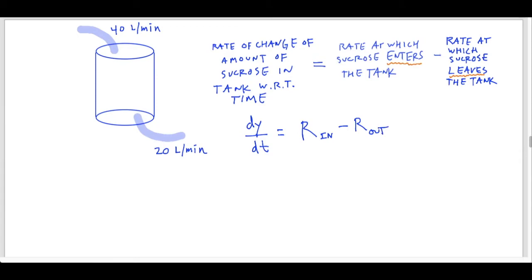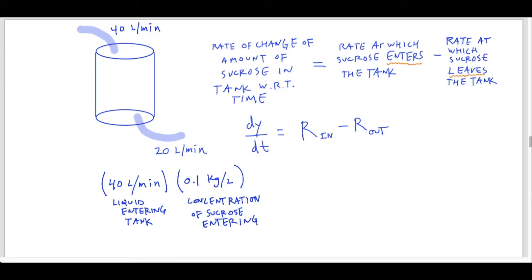Now let's look at those two rates individually. We know the amount of liquid entering the tank has a rate of 40 liters per minute. We additionally know that this liquid has a specified concentration of sucrose, namely 0.1 kilograms per liter. So simply multiplying those two quantities yields the rate at which sucrose is entering the tank. So this product is our R sub in. It's helpful to verify by looking at the units in this product. Here I have liters per minute multiplied by kilograms per liter. When I multiply those, the liters cancel, and so I'll be left with 4 kilograms per minute.